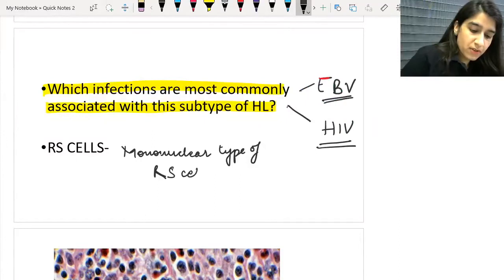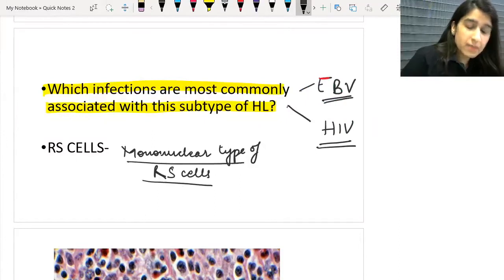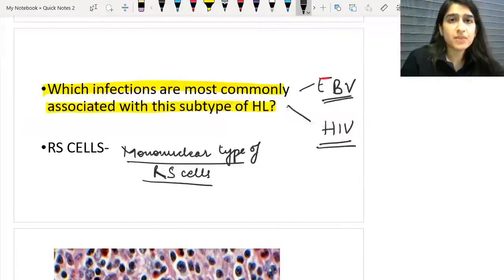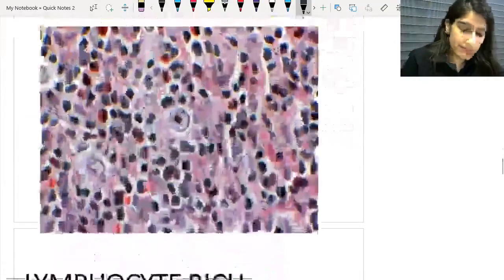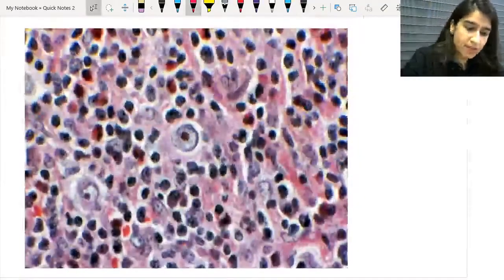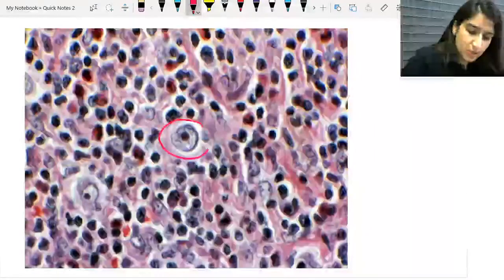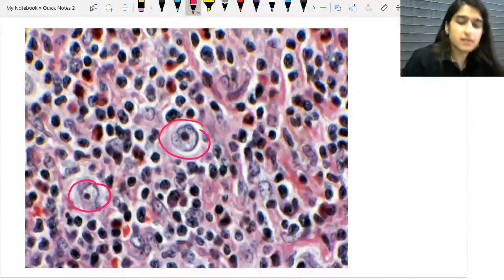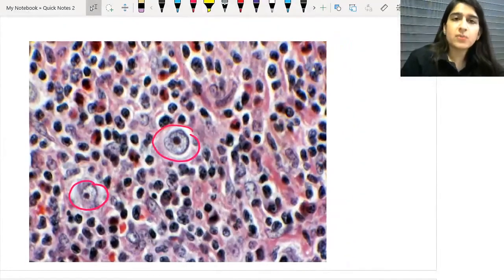Mononuclear type of RS cells. The name itself suggests mononuclear, that means only one nucleus. Now look at this picture. You can very well appreciate mononuclear type of RS cells having one nucleus. Along with mononuclear RS cells, there will be a mixed inflammatory background as well. As the name suggests, mixed cellularity.